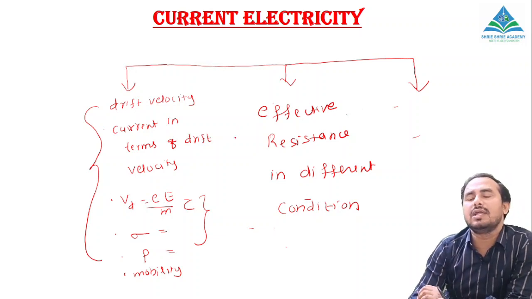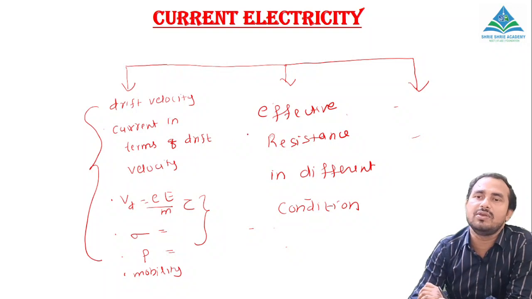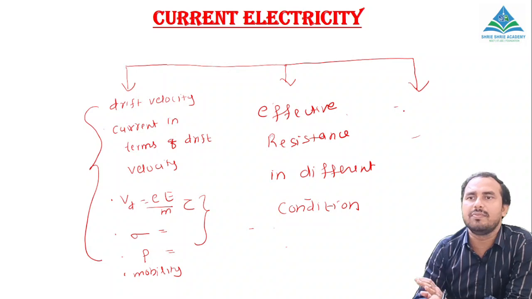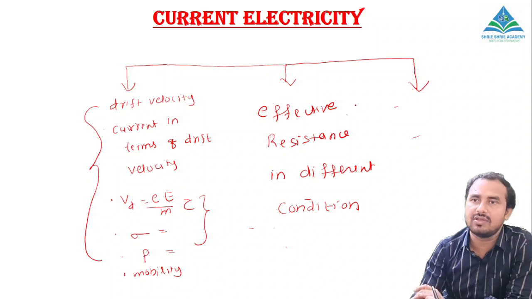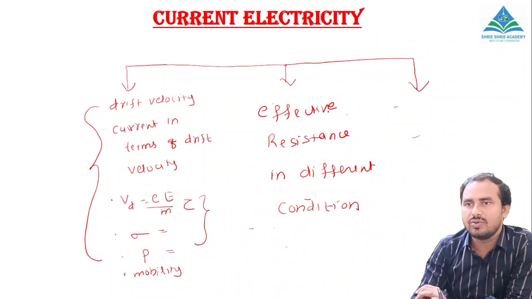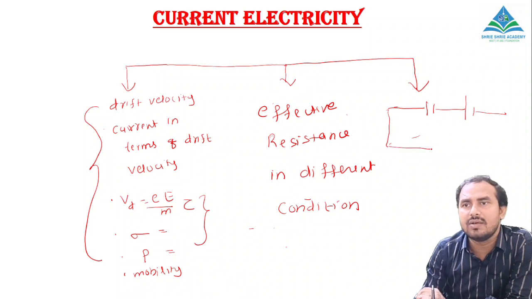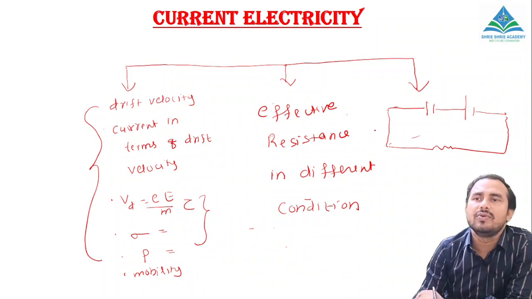Next we have effective resistance in different conditions, I mean to say series and parallel connections. They are actually a very simple concept, but when it comes to complex circuits it sometimes gets a little difficult. You will study simple circuit diagrams, like questions where two batteries are connected and some resistance is connected with them, right? A very simple kind of situation.